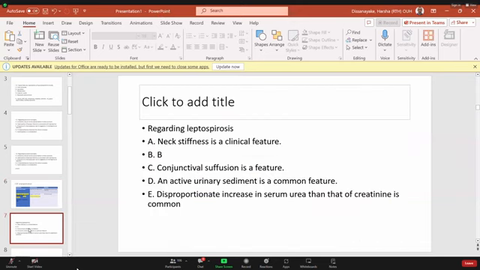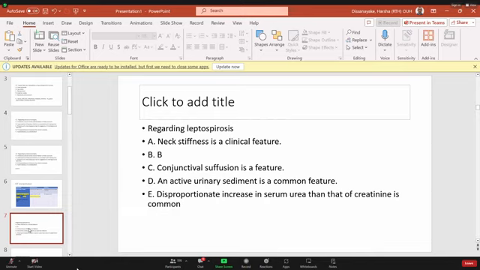Regarding leptospirosis, neck stiffness is a clinical feature. So neck stiffness is a feature of meningeal irritation. So it's subarachnoid hemorrhage or meningitis. Does leptospirosis cause meningitis? Yes, it does. And what type of meningitis does it cause?